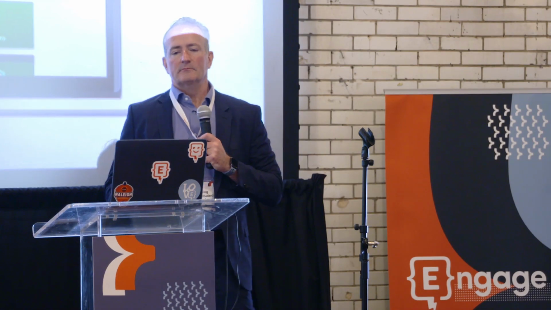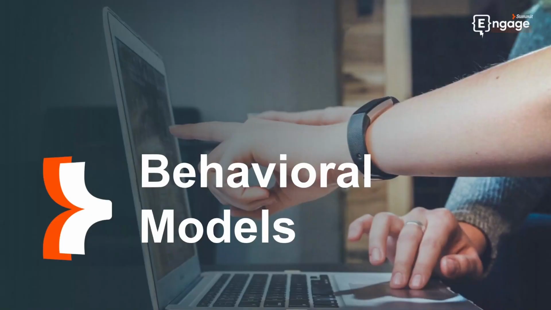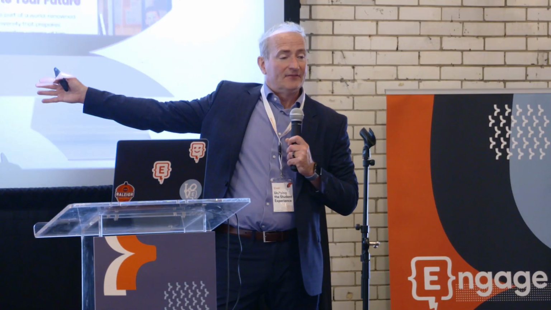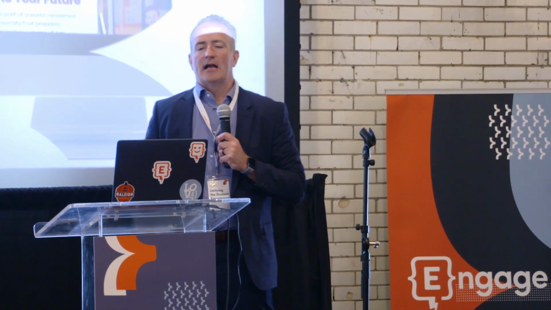All right, and the last thing I'm going to talk about is just behavioral models, the ability to quantify someone's interest using some kind of model, right? And the web is a great way of building into that as a variable: number of pages visited, the events they attended, emails clicked or opened, interactions with a counselor.